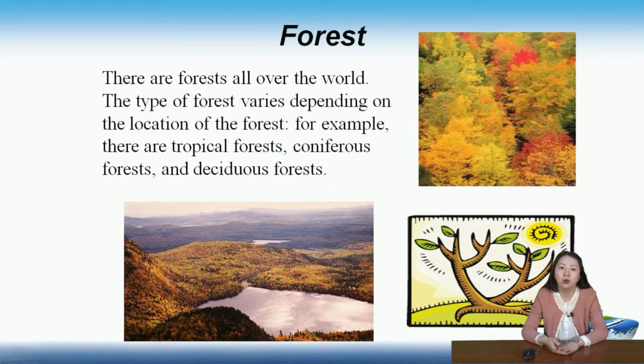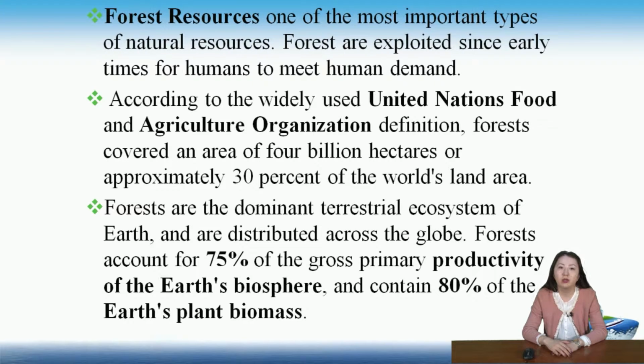First of all, I want to talk about forest. What does forest mean? Where do we use forest? Where do we get forest? There are forests all over the world. The type of forest varies depending on the location of the forest. For example, there are tropical forests, coniferous forests, and deciduous forests. Forest resources are one of the most important types of natural resources. Forests have been exploited since early times for humans to meet human demand.